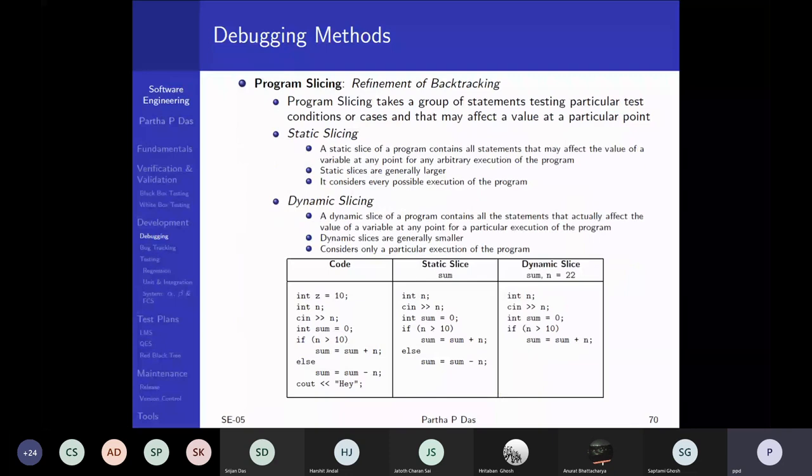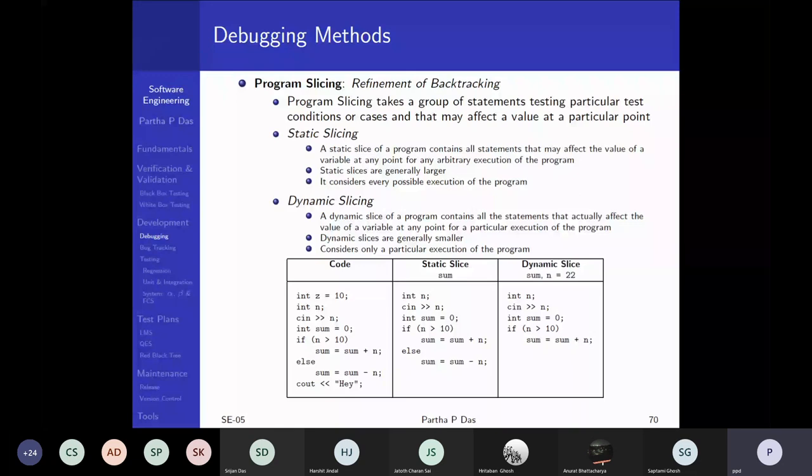Another technique, which is a refinement of backtracking, is called program slicing. If I'm going backwards, then naturally my search space increases, because if I know the state at a certain point, then that point could have been reached from 3 points.